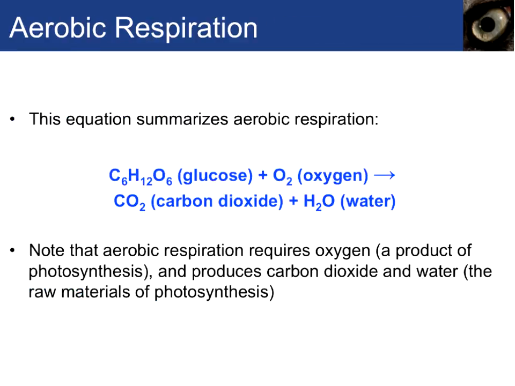So the general equation for aerobic respiration is glucose and oxygen are converted into carbon dioxide and water. This is basically the reverse of the general equation for photosynthesis. So remember, in photosynthesis, we took water and carbon dioxide plus light and made glucose and oxygen.